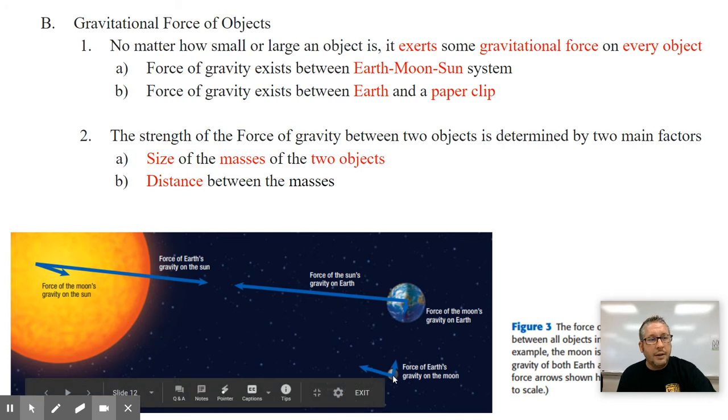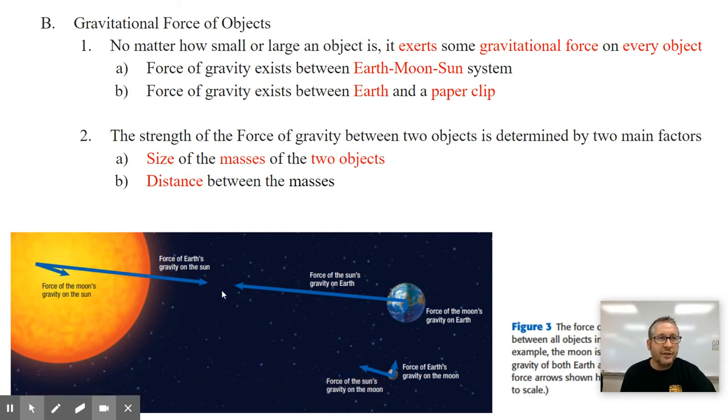But again, the Moon is much smaller than Earth. And if you look at the distance, that all plays a part in this. But even though we're talking about huge objects, like the Sun in particular, we still have a force of gravity that exists between the Earth and the paperclip. Again, going back to what I said, there's a gravitational force between the Earth and you. Okay? The strength of the force of gravity between two objects is determined by those two main factors, as I mentioned: the size of the two masses in question and the distance between those two masses.